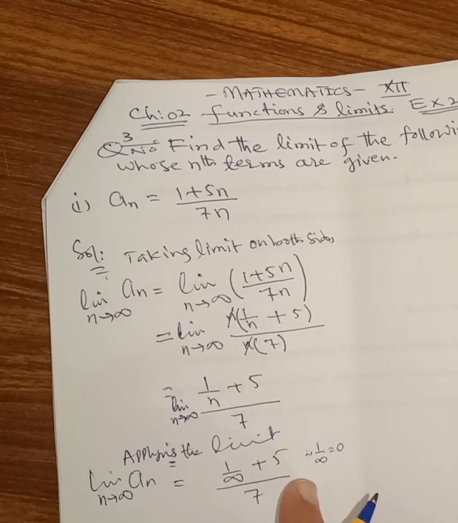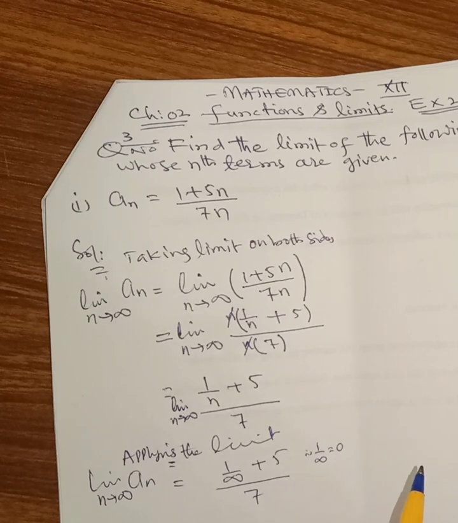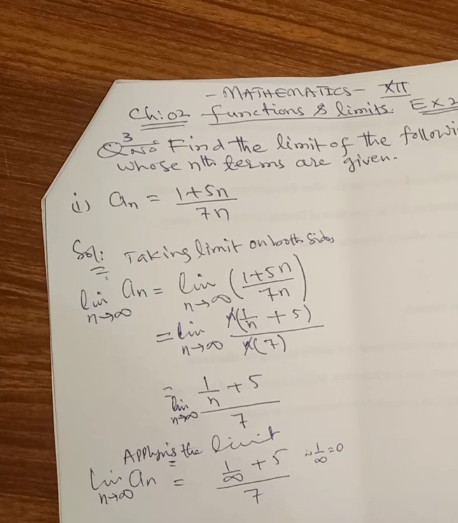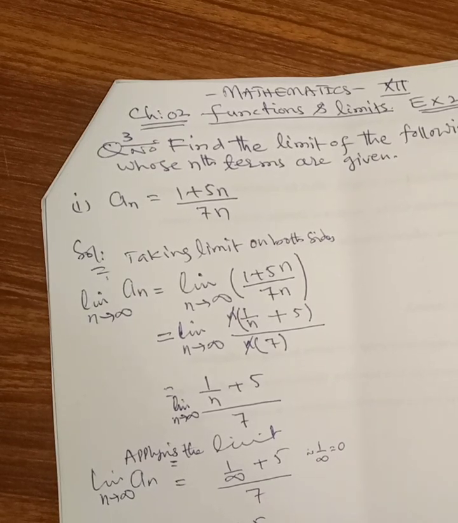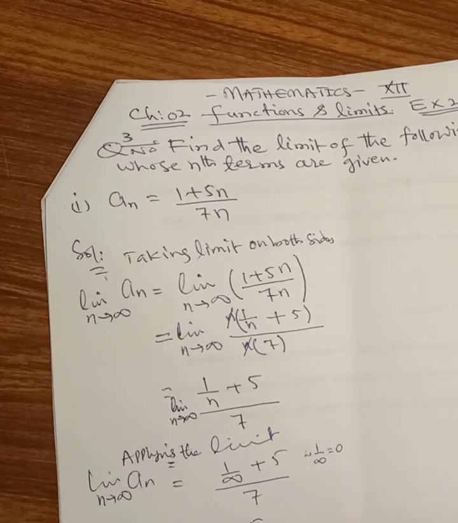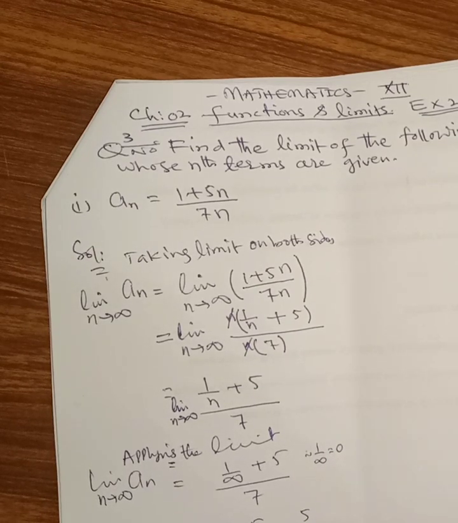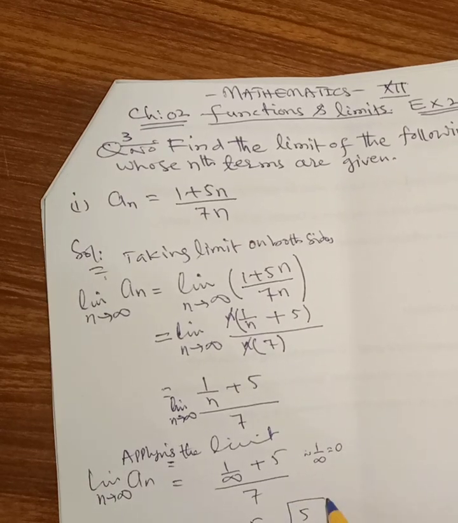Why is it 0? Because when you divide 1 into infinitely many parts, the answer you will get will be very small, possibly equal to 0. Hence 1 over infinity or any number over infinity becomes 0. So we will write 0 in place of this, and then we add 5 over 7. So the final result is 5 over 7. Hence the answer of our question, limit n tends to infinity of an, is 5 over 7.